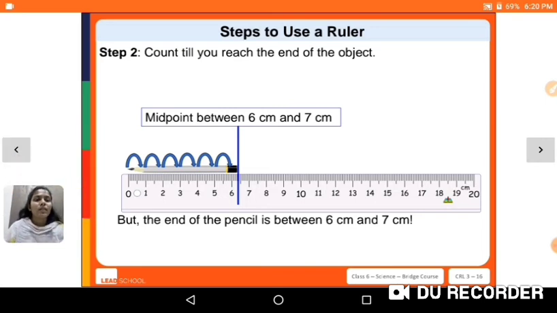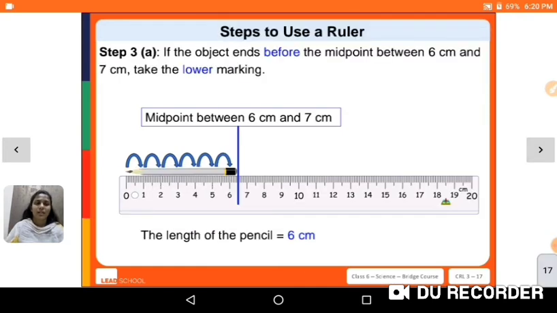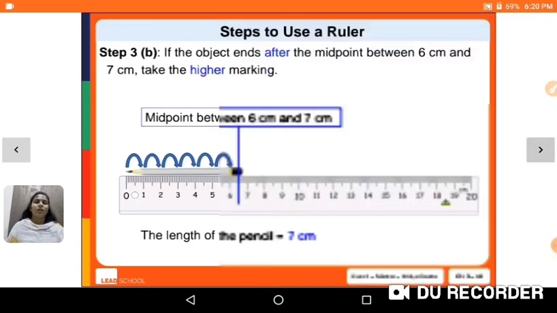So take the nearest lesser number. So here in 6 and 7, the highest number is 7 and the lowest number is 6. So take the lowest number. So you can see approximately 6 centimeter. The length of the pencil is around 6 centimeter. If the object ends at the midpoint between 6 and 7 centimeter, take the lower marking, take 6. Okay.